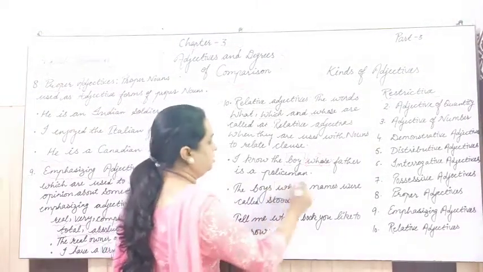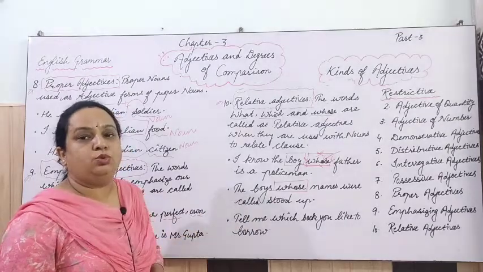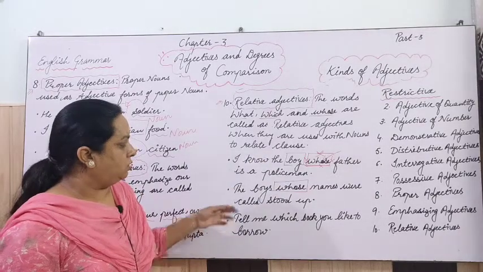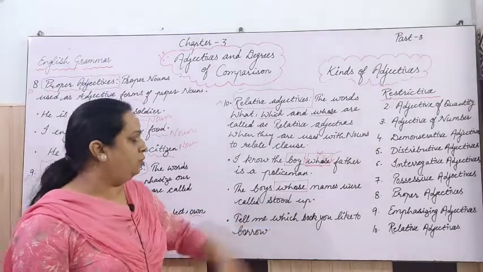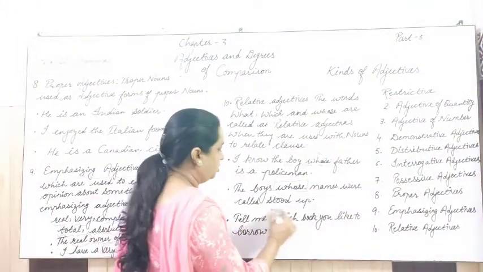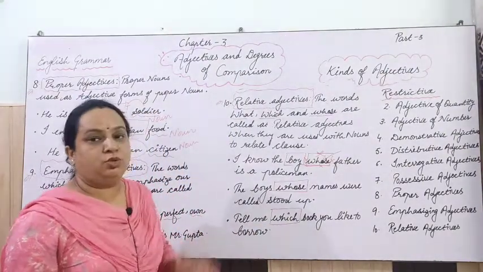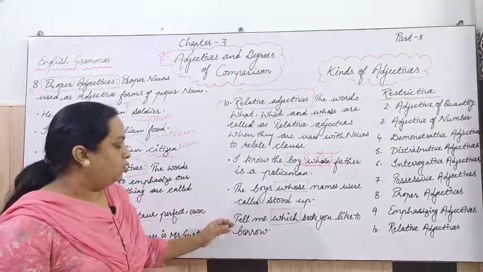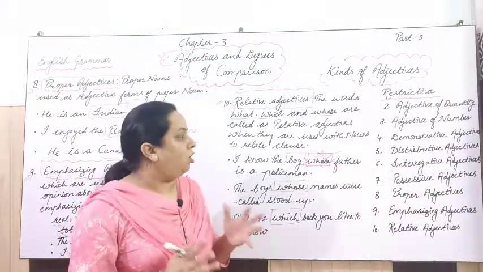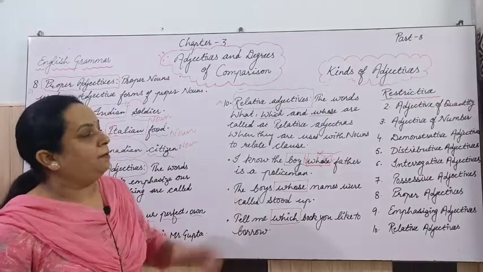So here whose is what? Relative adjective, because here too it is joining two sentences together with the noun, or the related clause. Tell me which book you like to borrow. So which is what? Which is an adjective, which is helping us to relate sentences. So, tell me which book you like to borrow. So these were all the kinds of adjectives which we have completed in our part number 3.